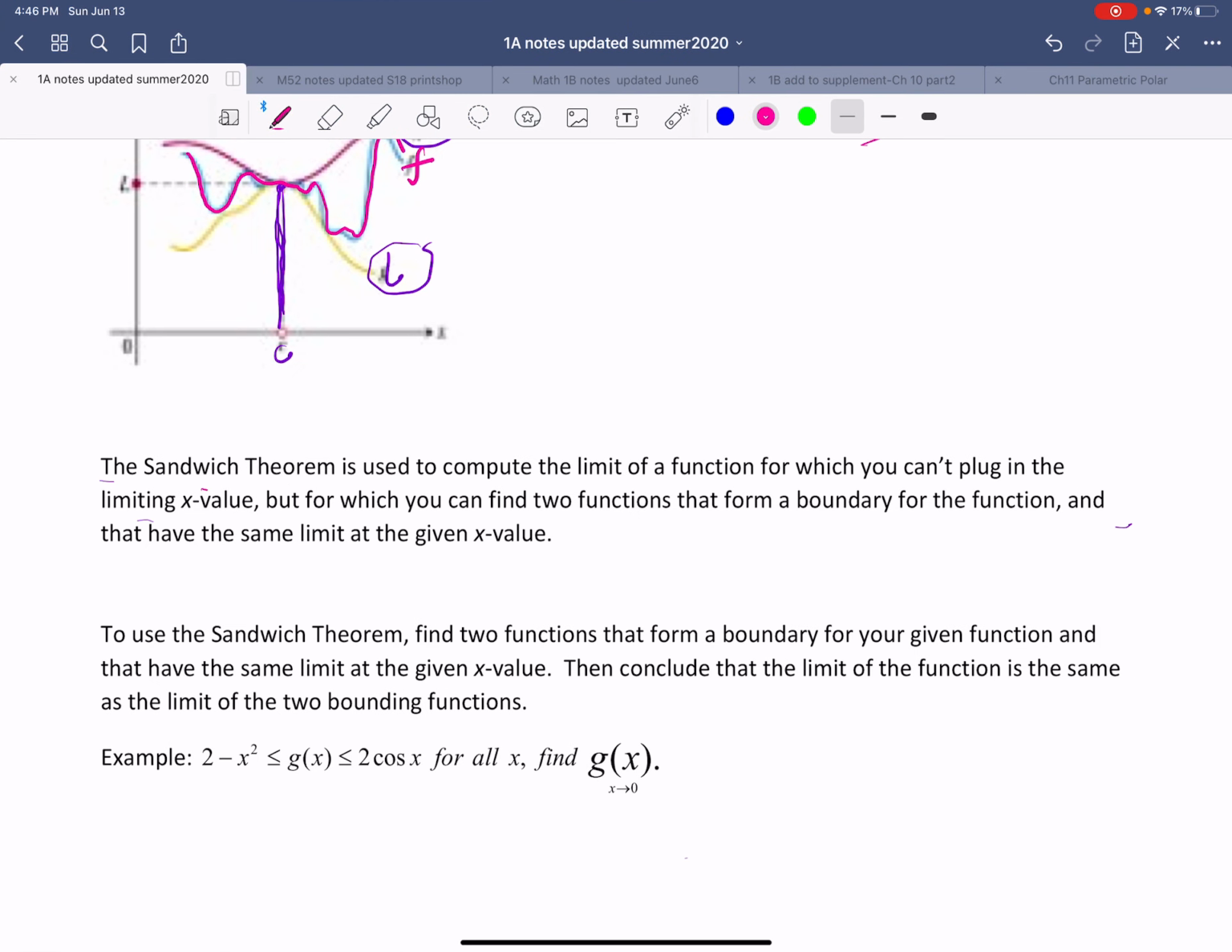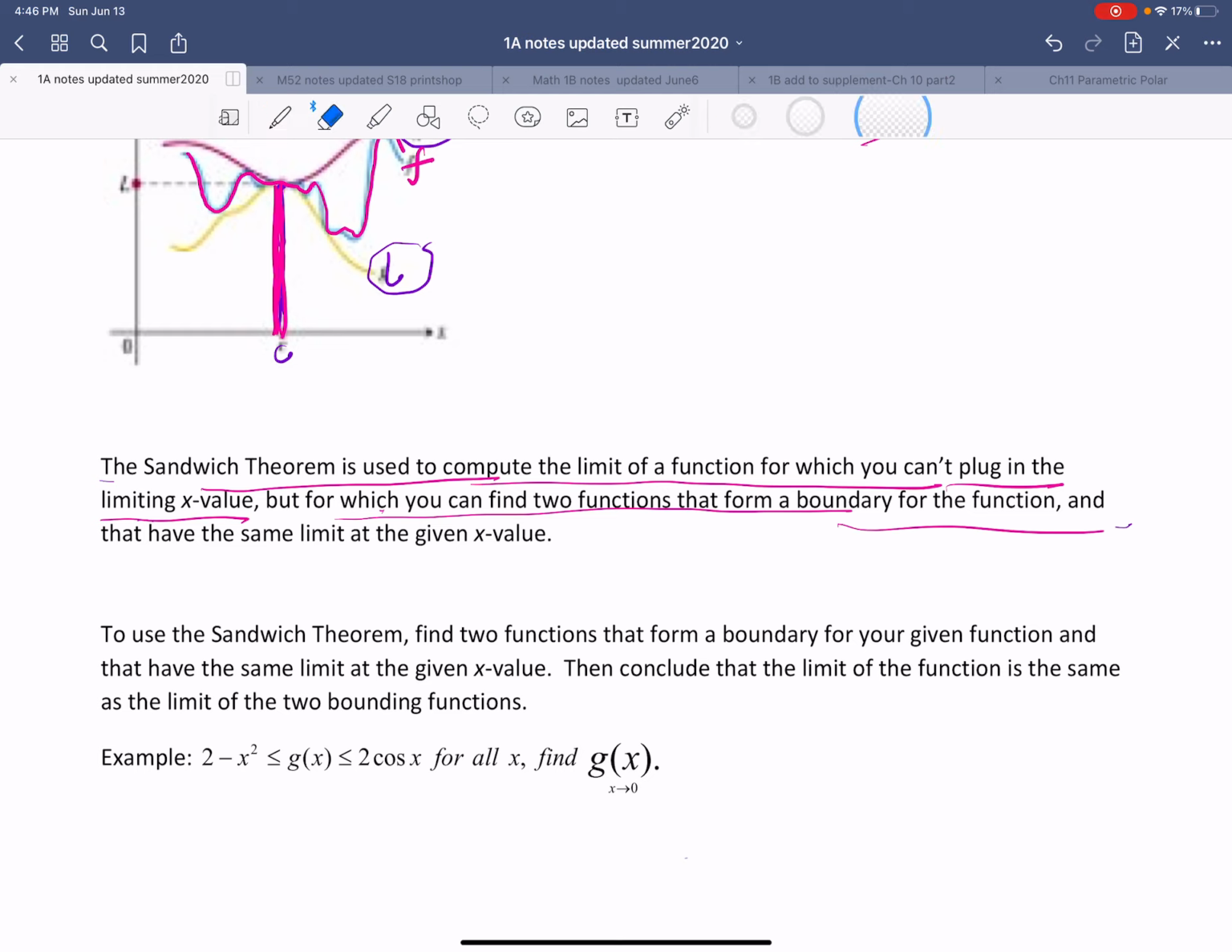So the sandwich theorem is used to compute the limit of a function where you cannot plug in the limiting x value. If we can find two boundary functions, and usually we use it for trig functions, we can squeeze our function in between two values and take the limit from there. Whatever the limit of the upper bound and the lower bound at point c is, if that limit is equal, then the limit of f of x will be the same number. Okay, so whatever is the limit at point c for the lower bound function and the upper bound function, f of x will have the same limit.